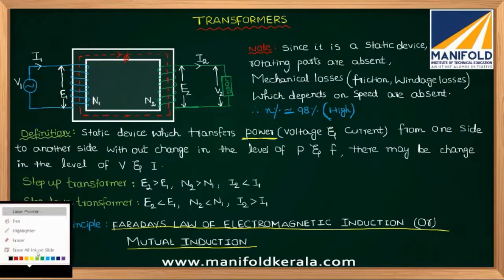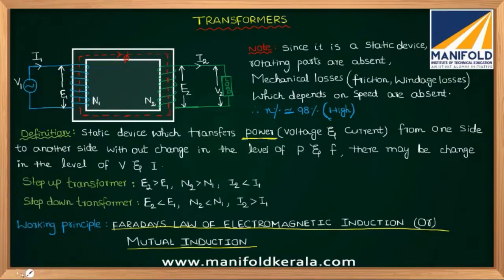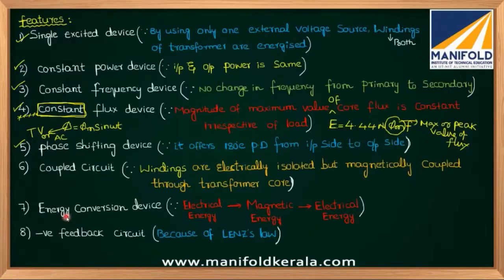Very good. Is it clear? Everybody, please respond. Is it clear? Okay, Sanju, thank you. Next, so I think we completed the phase shifting device. I have given the reason also, guys. It offers 180 degrees electrical PD, which means phase displacement. Don't get confused by seeing this PD word. It offers 180 degrees phase displacement from input side to output side. That's the reason why you can call a transformer a phase shifting device.